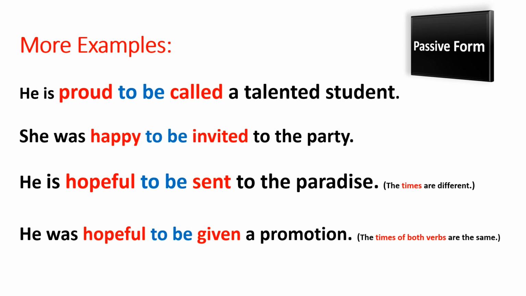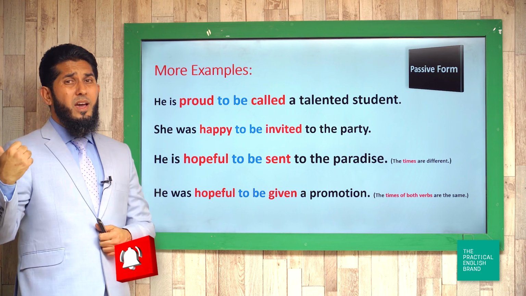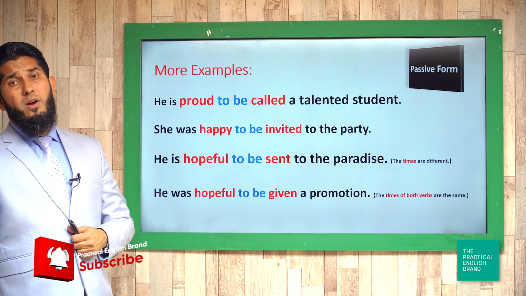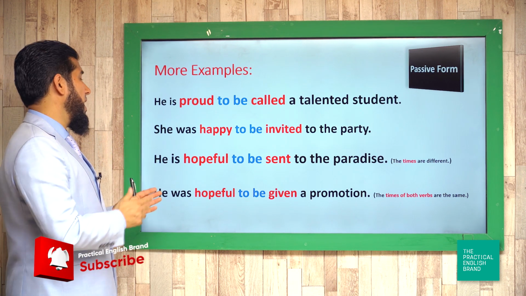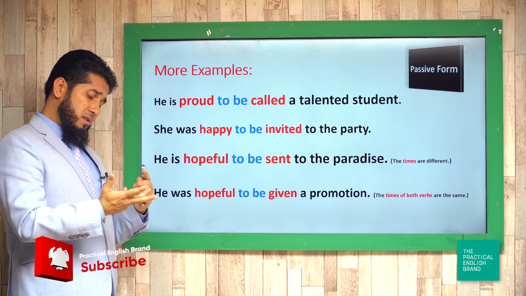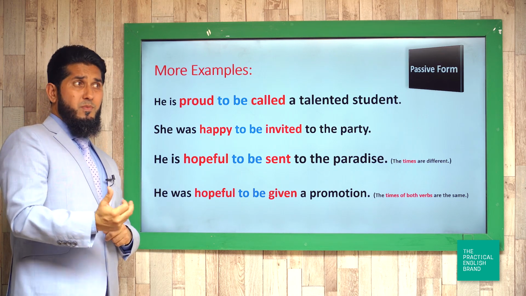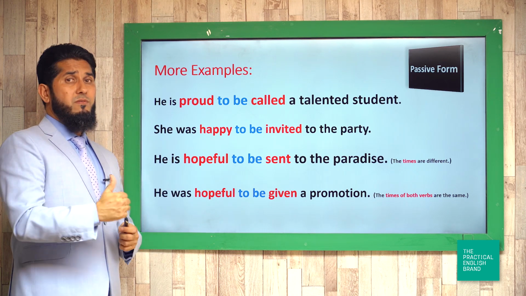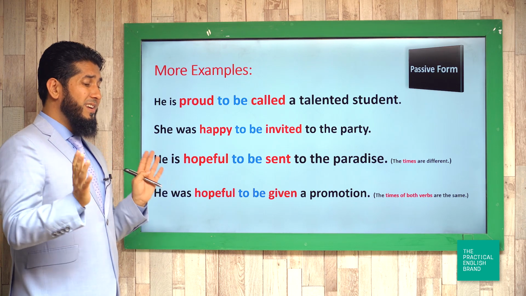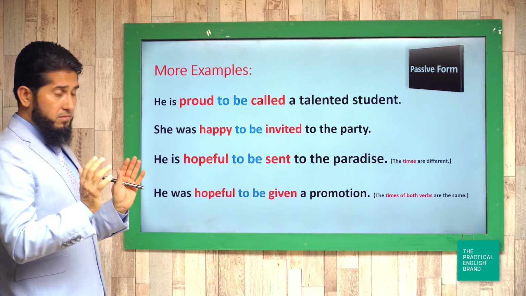And the second example says she was happy to be invited to the party. She was happy in the past that she was invited to the party in the past. Again, she was, the to be verb, was happy in the past, and she was invited to the party in the past. Again, the times of both verbs are the same times.